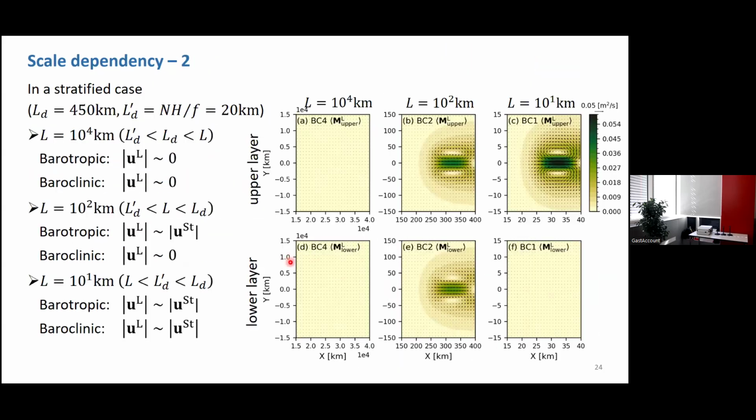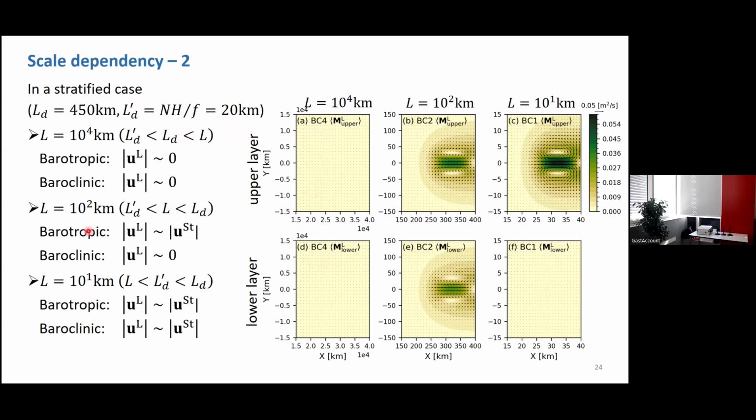And it gets more complex if we have a stratification, because we have not only the barotropic deformation scale, but also a baroclinic deformation scale, which is typically much smaller than the barotropic one. For example, when the forcing is larger than both barotropic and baroclinic spatial deformation radius, both barotropic and baroclinic responses are zero. So we end up having a very small response in both upper and lower layers.